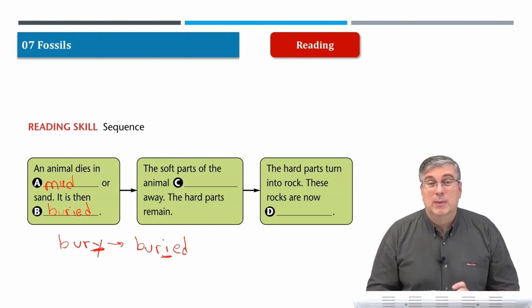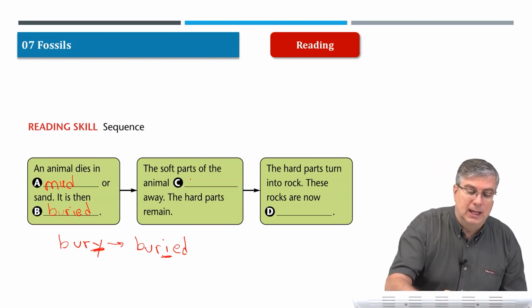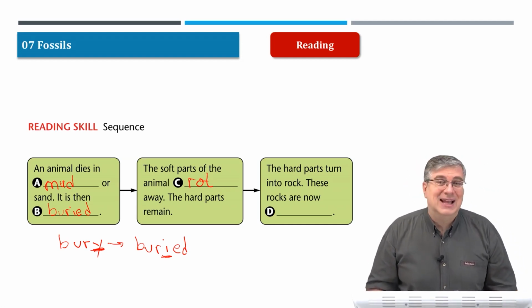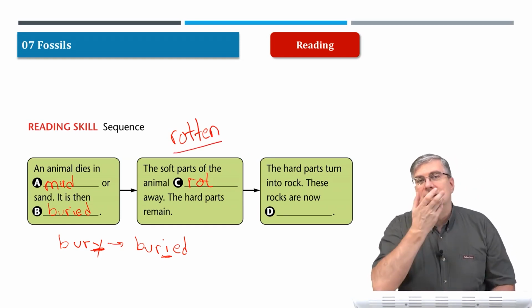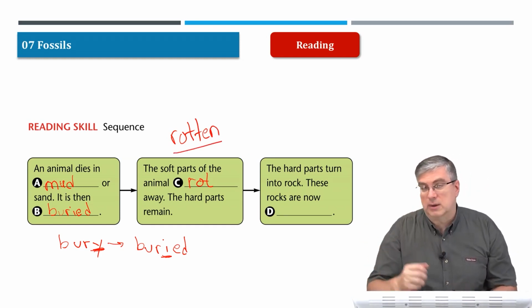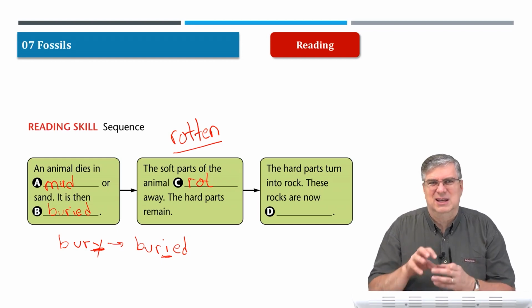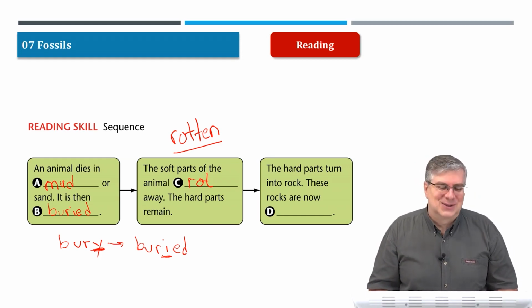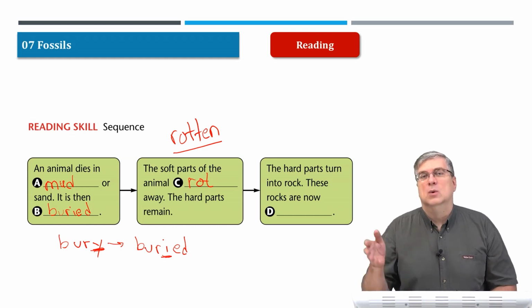Next, the soft parts of the animal rot away. The hard parts remain. Remember, we talked about this. So the soft parts of the animal rot. Now, rot is a verb, right? It rots. An adjective is rotten, R-O-T-T-E-N. You have to put an extra T when you make an adjective. So if you eat an apple, right, and you throw away the middle part, you throw it on the ground, you come back one week later, ugh, it's all black and brown and ants are crawling on it. And you wouldn't want to, ugh, yuck. It's rotten, okay?